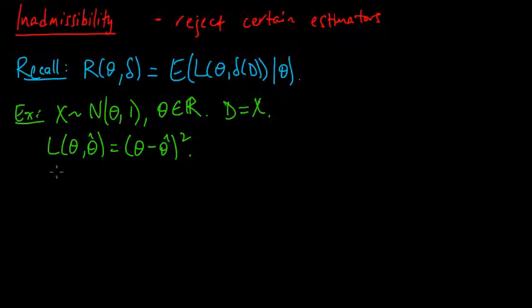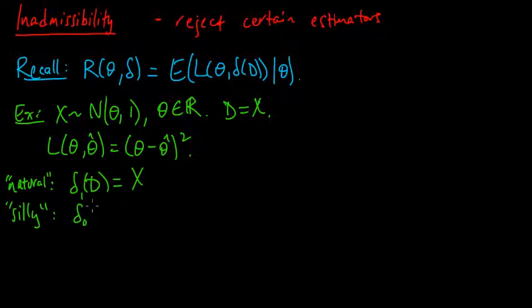And in that little example, if you watch the other video, we had a natural estimator, delta 1 of the data, which was just x. This is an estimator of the mean theta if we want to estimate the mean. So this one was natural in some sense, at least according to our intuition. And then we had a silly estimator, delta 0, which was just identically 0. It just ignored the data altogether and said, I'm going to choose 0.